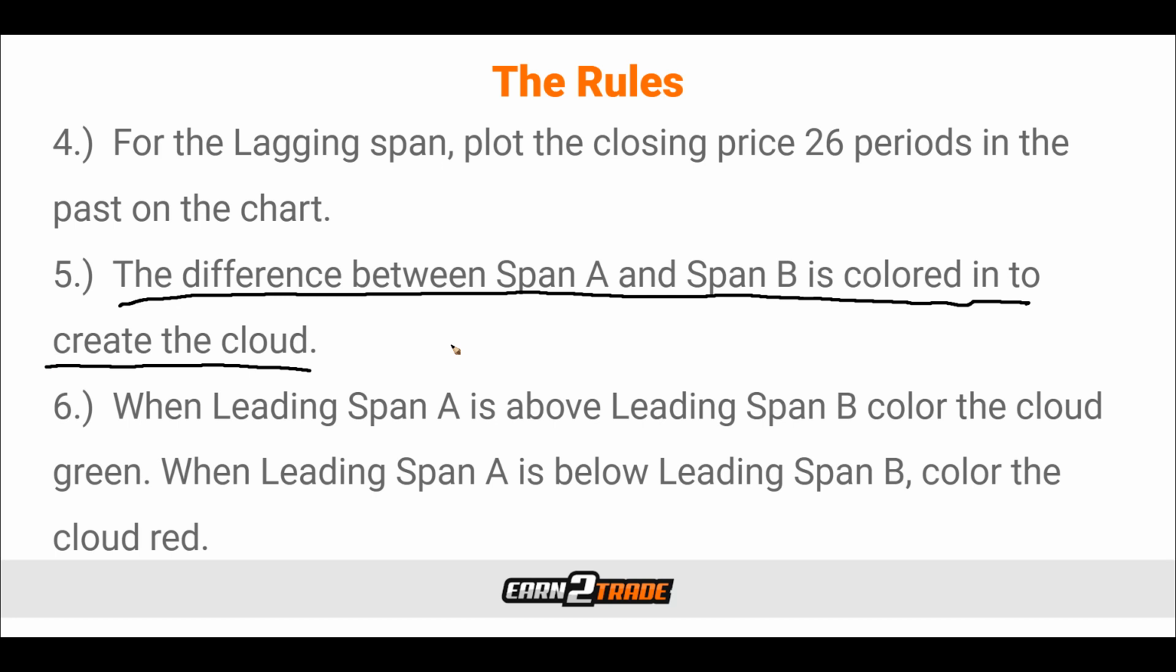So essentially, the difference between span A and span B is going to be shaded in, and our indicator will do this automatically for us. But if we didn't have an indicator, once again, it's important to know how. This is how we would do it. We would shade in the difference between span A and span B.